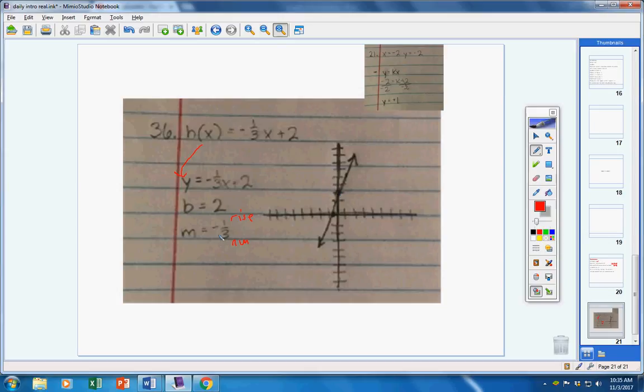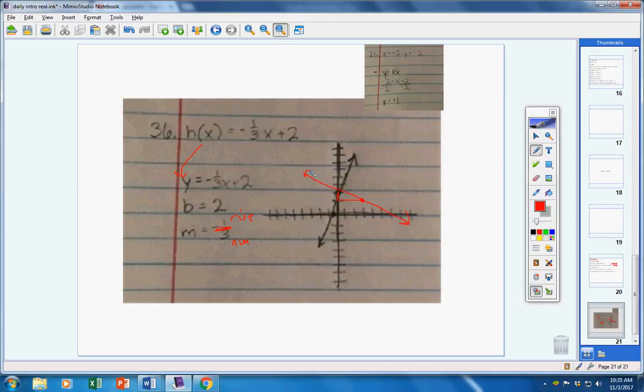So now you have a negative. Remember, Macy, you can put it in the top or you can put it in the bottom. It's up to you. Okay, I'm going to put it in the top. So your rise number is negative 1. So from this point here, you go down 1. And then your run number is a positive 3. So you go over 1, 2, 3. And then draw your graph.